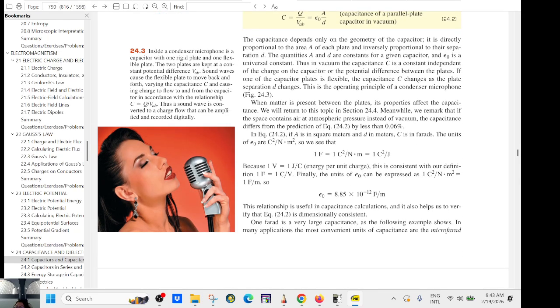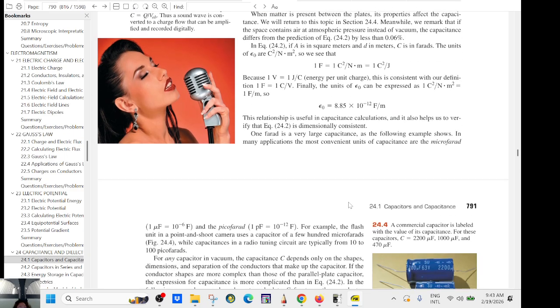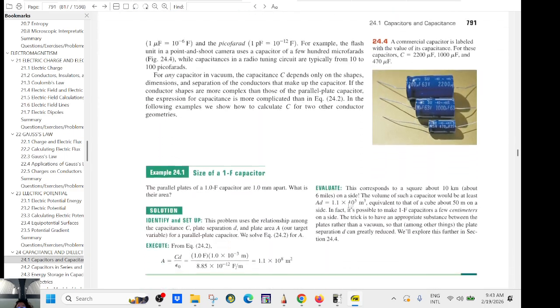Okay, epsilon zero. So again, farad is the unit for capacitance. That will be what it means. Epsilon zero is a constant. Okay, we did that.